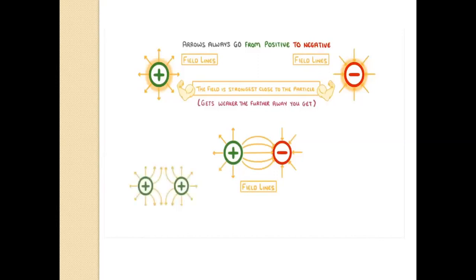We can actually show this with their field lines by extending the field lines from the positive particle all the way over to the negative particle. Because remember, they always go from the positive to the negative charge. If instead, though, we had two particles of the same charge, for example, two positive particles or two negative particles, then the two particles would repel each other because like charges repel.